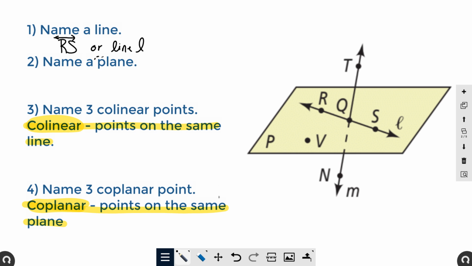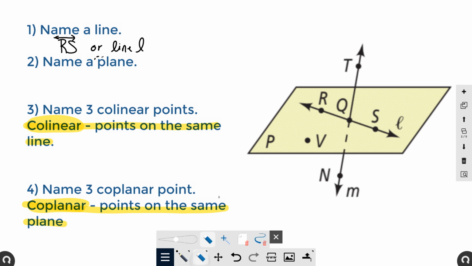TN, yep, will work. What else? So you could say TN or you could say TQ. You could also say NQ or N. Or you could say line M because it's down here at the bottom. So naming the vertical line, you got several options. It's still the same line.